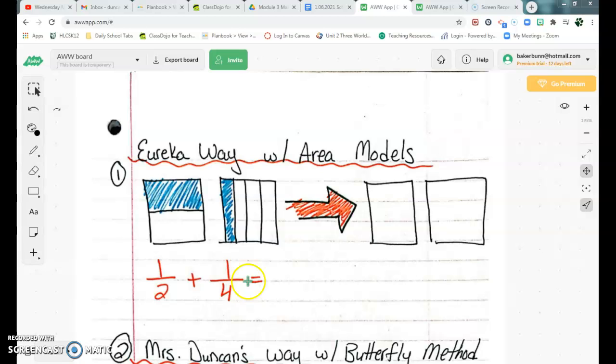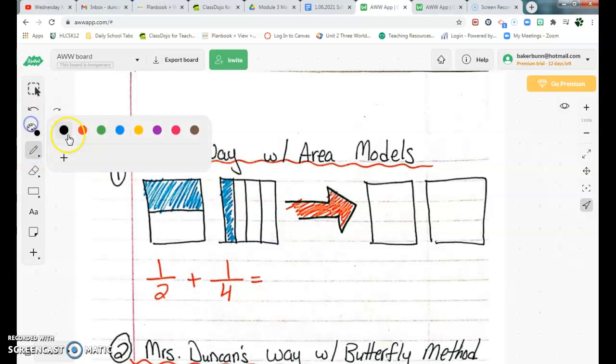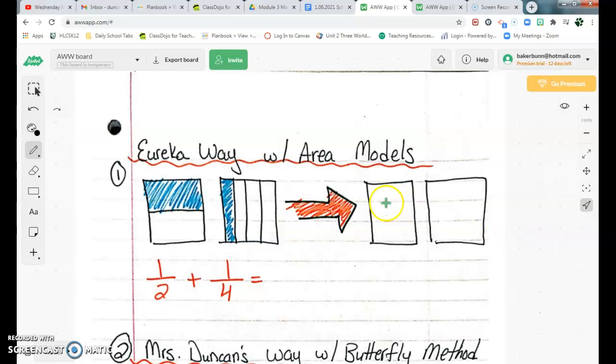So here we have 1/2 plus 1/4. Above here I have my 1/2 shaded in and I have a 1/4 shaded in. What I'm going to do now is come over here, choose black, and recreate both of these. So I'm going to recreate my 1/2 and I'm going to recreate my 1/4, and I'm going to make sure I properly shade in the areas that needed to be shaded in. So there's my 1/2, here's my 1/4.